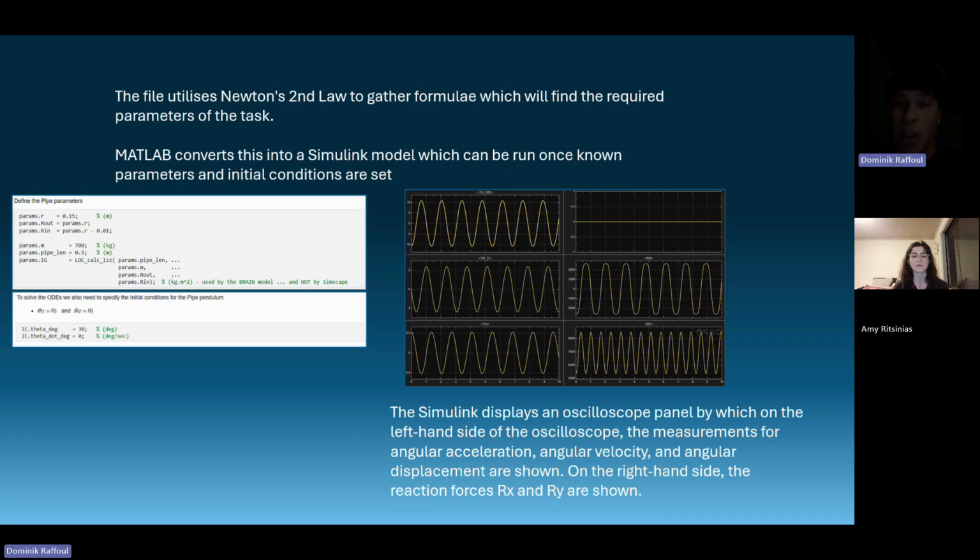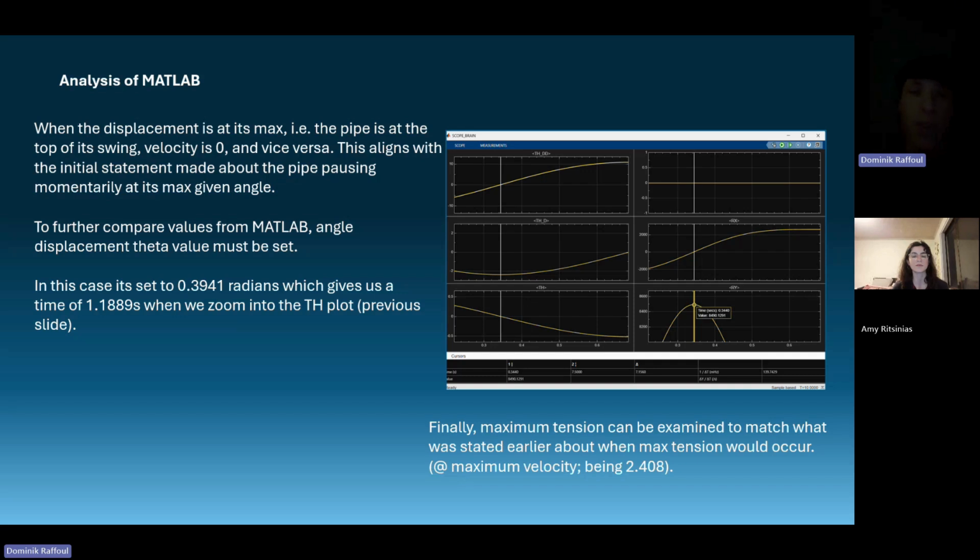The oscillation actually tells us quite a lot of stuff, such as on the left-hand side of the oscillation, you can see the measurements for angular acceleration, angular velocity, and the angular displacement. On the right-hand side, you can see Newton's forces, which are the reaction forces at Rx and Ry. Analyze it to show that the displacement is at its max, and the pipe is therefore at the top of its swing.